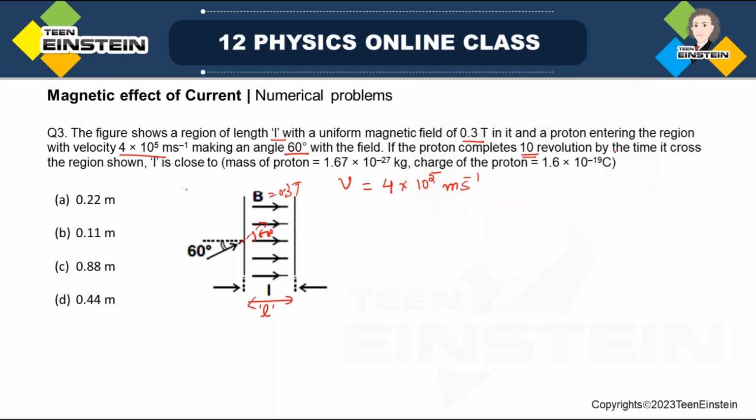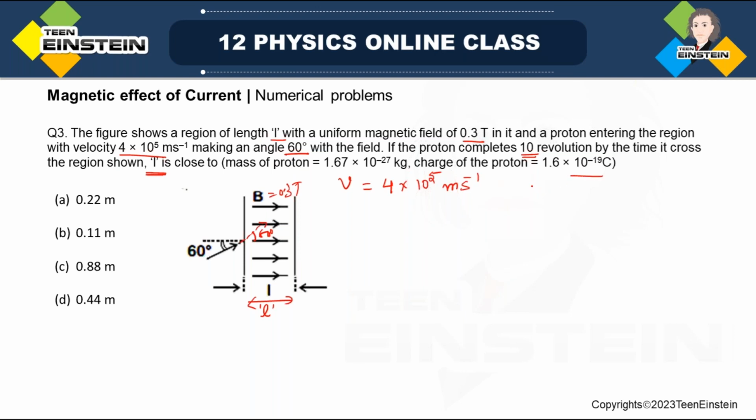If the proton completes 10 revolutions by the time it crosses region L, the length L is close to how much in meters? That means you have to find out the length of L. So this is the question. Actually you have to find out the length of the region. The clue is that the proton has entered with an angle of 60 degree, and velocity is given. So if the proton completes 10 revolutions by the time it crosses the region L, then the length of L will be how much? The mass and charge of the proton are given.